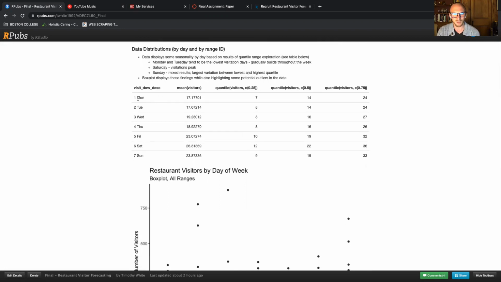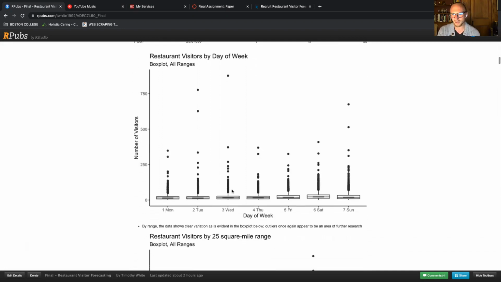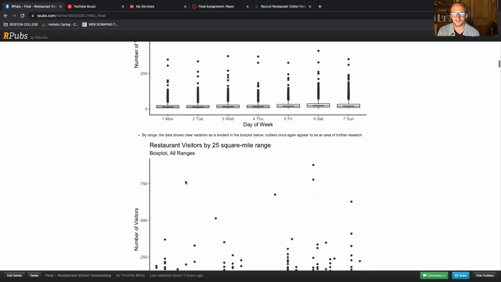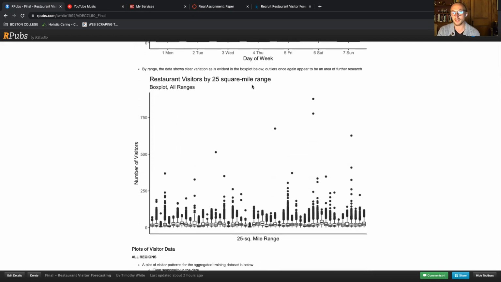I'll highlight that there was clear seasonality Monday to Sunday, where visitors grew throughout the week, shrank a little bit Saturday to Sunday, but overall were higher on the weekends and lower in the work week. The box plots showed that trend as well, although outliers skewed the scale and made them difficult to read. The number of restaurant visitors by 25 square mile range has clear differences, a very bumpy horizontal line. Ultimately this said to me that you at least have to model at the level of the range. You can't model all the way at the top and then try to distribute down to the next, probably.